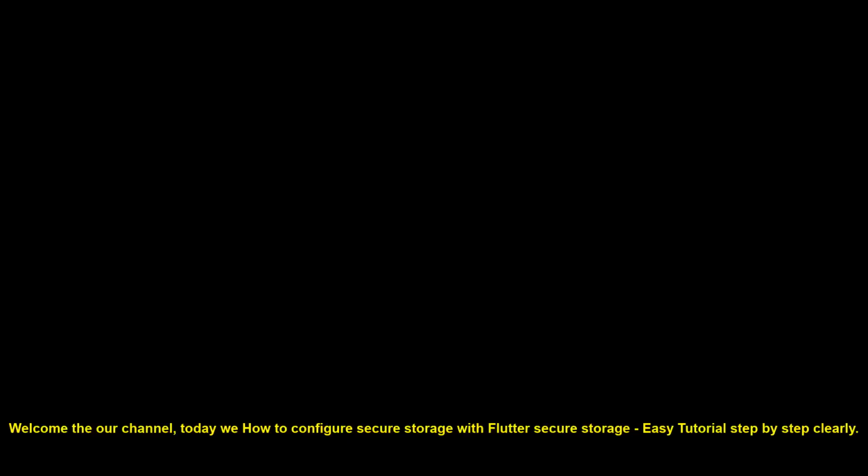Clearly. To begin, open your Flutter project in your preferred IDE. Next, add the Flutter Secure Storage package to your dependencies. You can do this by navigating to the pubspec.yaml file. Under the dependencies section, add the line flutter_secure_storage, 6.0.0. After saving the pubspec.yaml, run the command flutter pub get in your terminal.